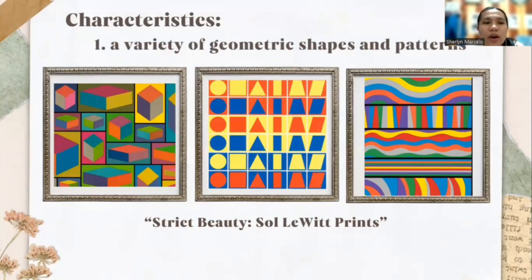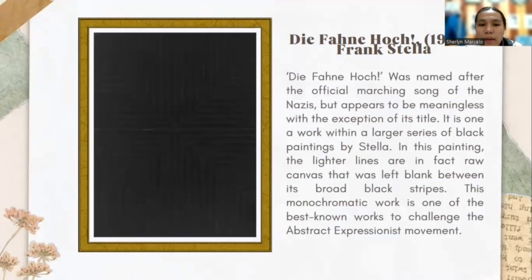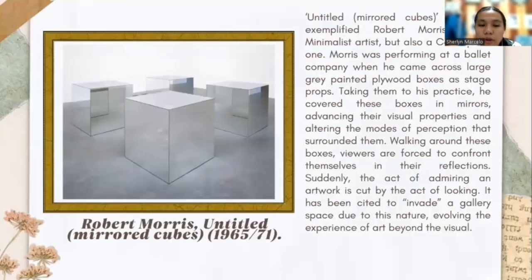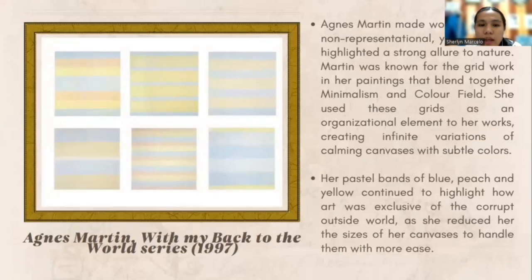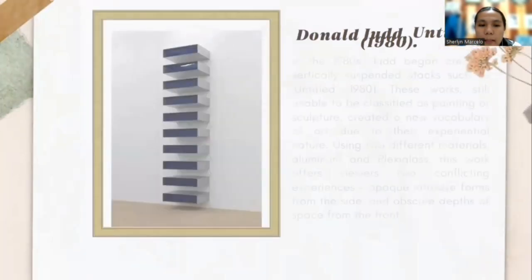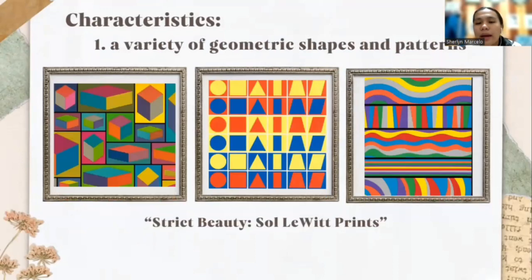Next naman, let's proceed to the characteristic of minimalism art. So, dito, iisa-isahin natin yung characters ng minimalism art. Kung napansin nyo kanina, sa mga artwork na pinakita ko, iba-iba sila ng genre. Merong light, merong simple lang, which is using grid lines. Meron ding cubes, mirrored cubes. And meron ding grid lines ulit. And sa wall. And ito naman using aluminum and plexiglass. So, yon. Based dun sa mga pinakita ko kanina, tutukuyin natin yung mga characters ng minimalism art.